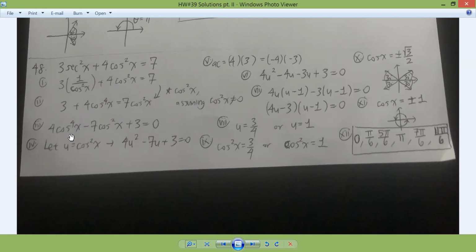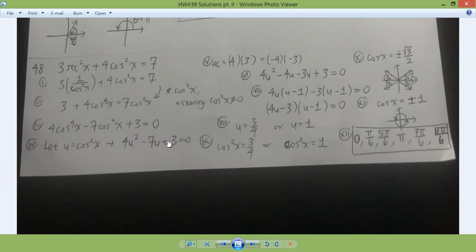So what I do here is, since this is a quartic term, to the 4th power, I want to make this into a quadratic so I can factor it more easily. Now, technically you could factor it as is, but I find it easier to substitute. So I'm going to let u equal cosine squared x. And if u equals cosine squared x, then cosine to the 4th x is u squared. So this will become a quadratic. So you get 4u squared minus 7u plus 3 equals 0.